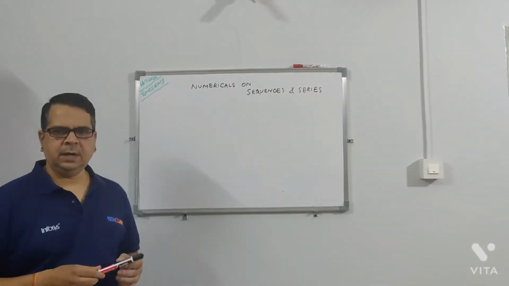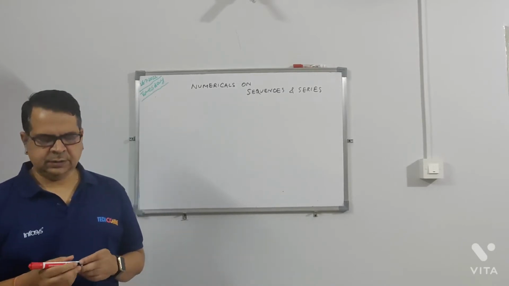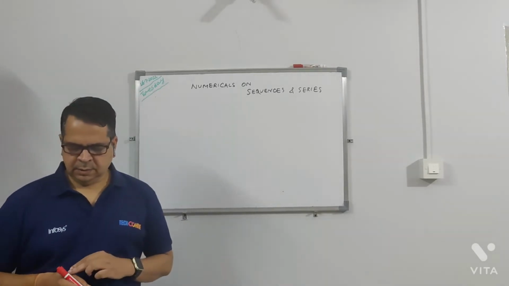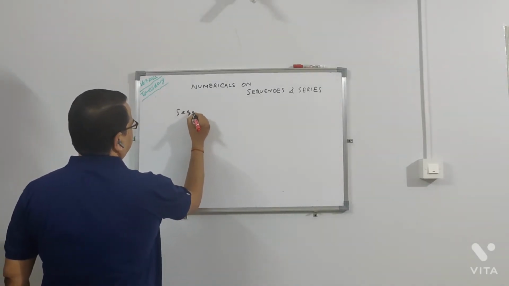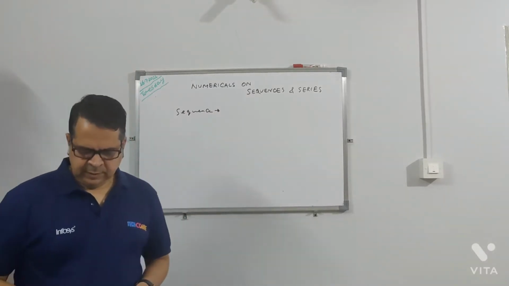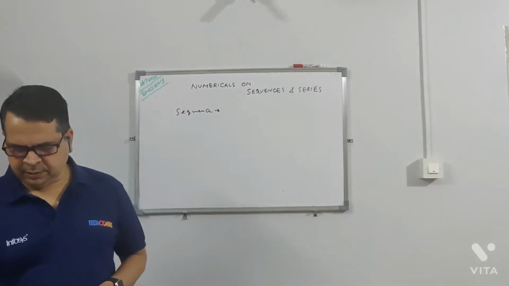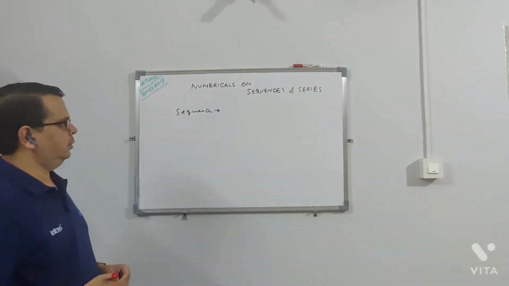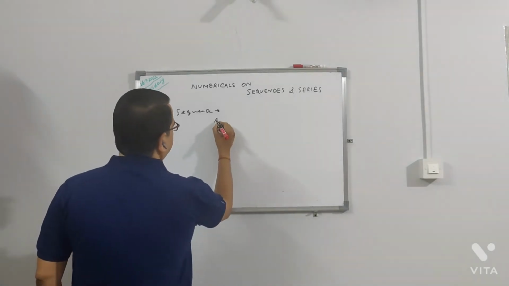So we'll try to solve some numericals on sequences and series. Okay. So what is a sequence? A sequence is an arrangement of numbers in definite order according to some rule. So it's an arrangement of numbers.